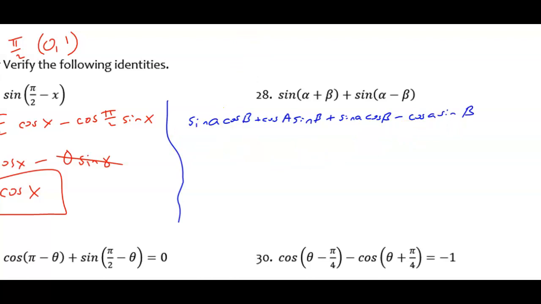So does anything cancel out? Does anything look the same with a positive and a negative? I have a negative cosine of A sine of B. Do I see another cosine of A sine of B? Yeah, right here. That's negative, that's positive, so that's going to cancel. And so now I have sine of A cosine of B plus sine of A cosine of B. So 1 sine of A cosine of B plus 1 sine of A cosine of B gives me 2 sine of A cosine of B.